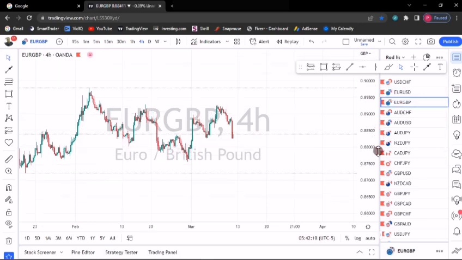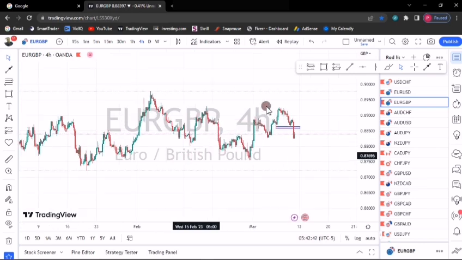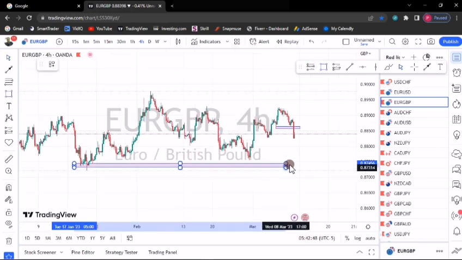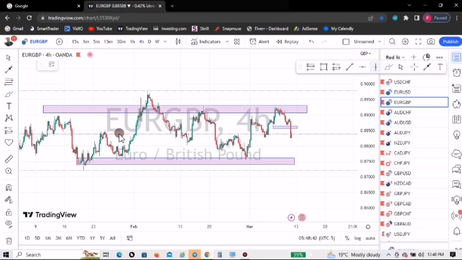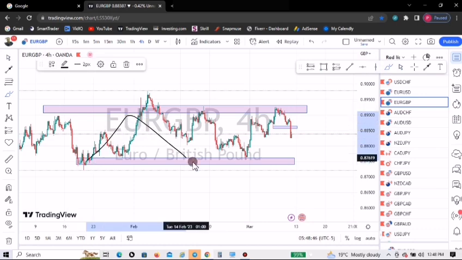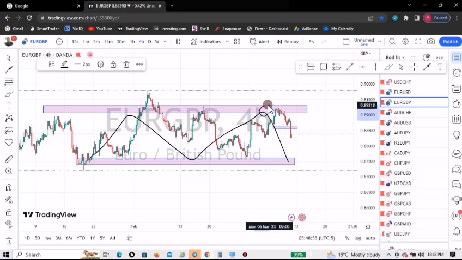which is EURGBP. So it is ranging. If it is ranging, you mark your support and then you mark your resistance, and then what you trade are these trends within this ranging region. So you are going to be targeting the reversals at these points. That is where you look for your buy and sell entries.